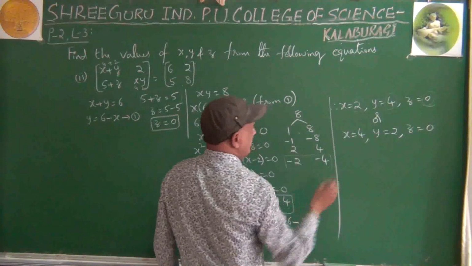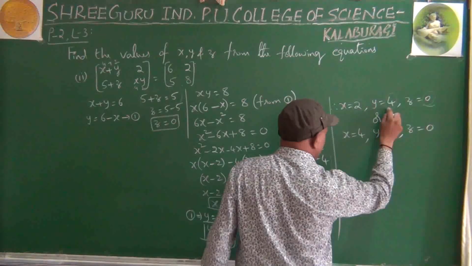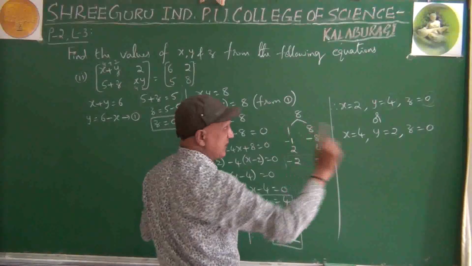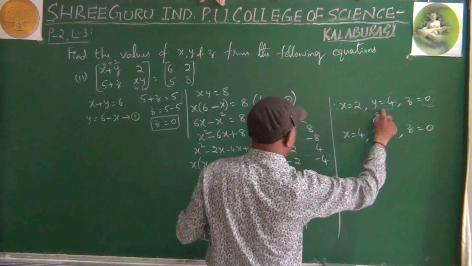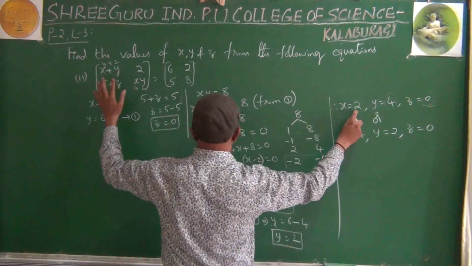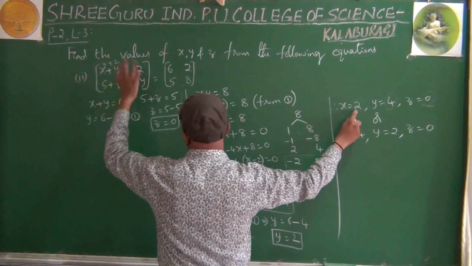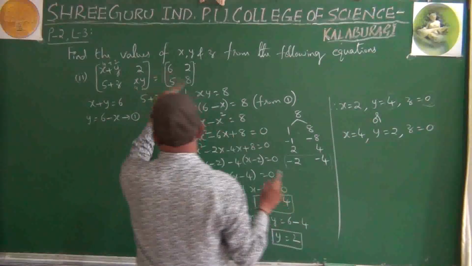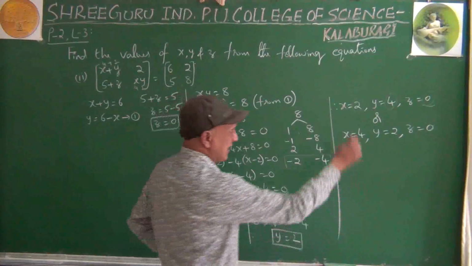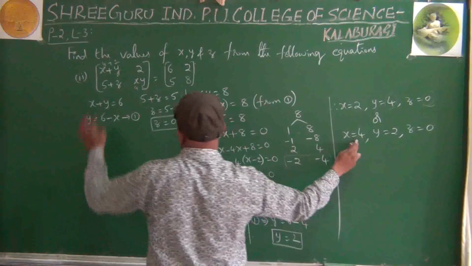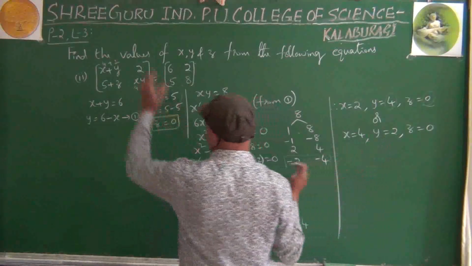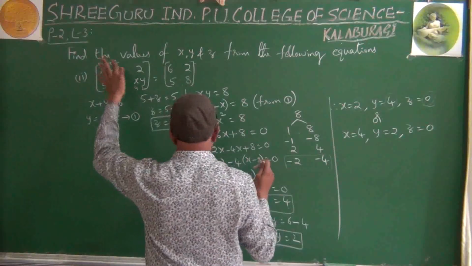Coming to this, if you put x equal to 2, y equal to 4 in the complete matrix, remember this point. X equal to 2, y equal to 4. Completely, wherever you find x, in that place put 2. Wherever you find y, put 4. Then check whether LHS equals RHS or not. That is one method. Another method: put x equal to 4 wherever you find x, and y equal to 2 wherever you find y.